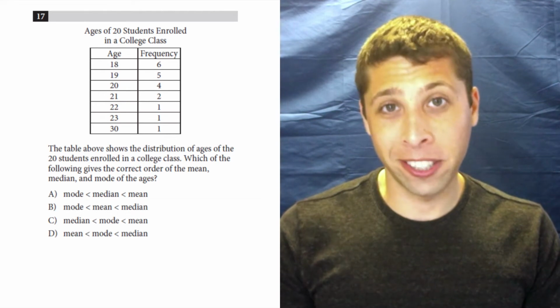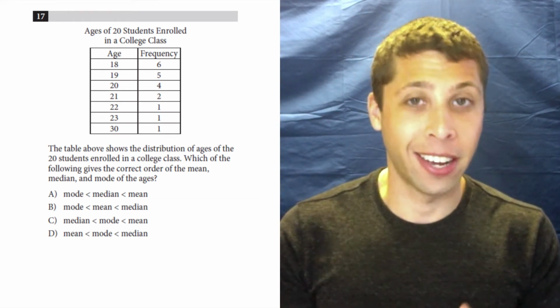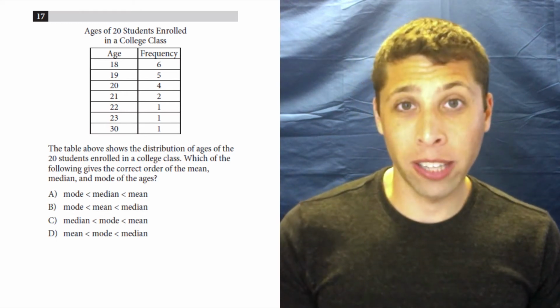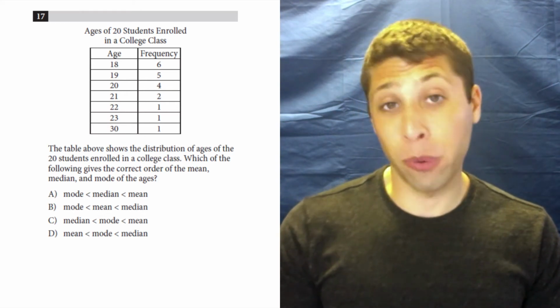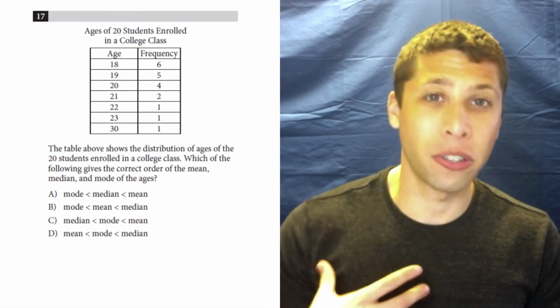This is a great question because it's going to allow us to practice all of our statistics knowledge in one place. Some people want to try to look for a shortcut here. I don't think there is one. And if there were, I wouldn't trust it.